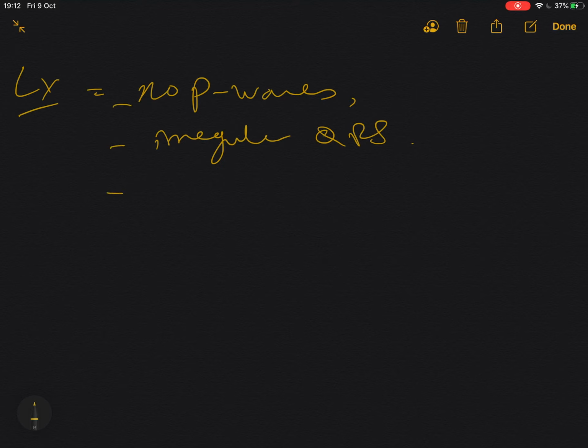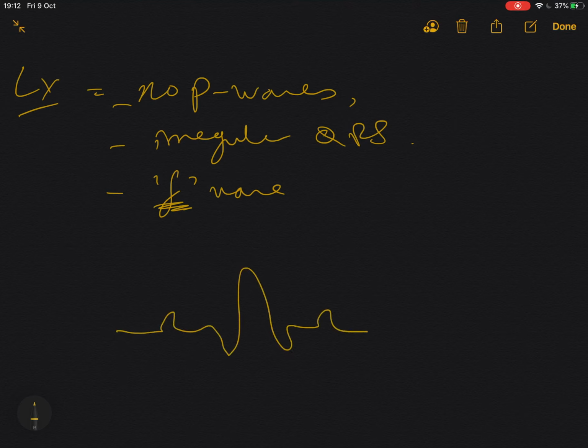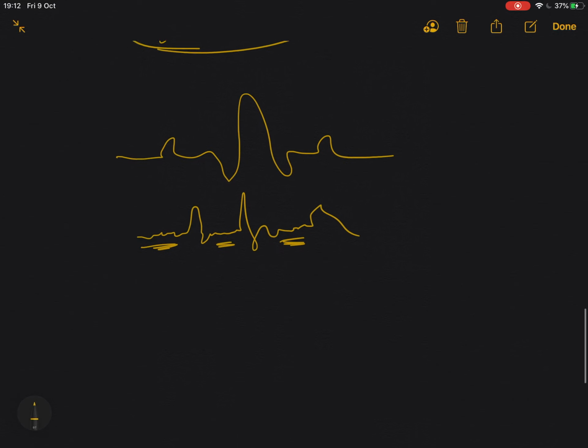So it's just a wobbly QRS complex. And what you're going to actually see is something called an F wave. And an F wave is a fibrillatory wave, which is where the isoelectric line, so you've got your normal complex like this, and it should be quite smooth, but this is where your isoelectric line is kind of like this, so it's wiggly, and these F waves are what we see there.